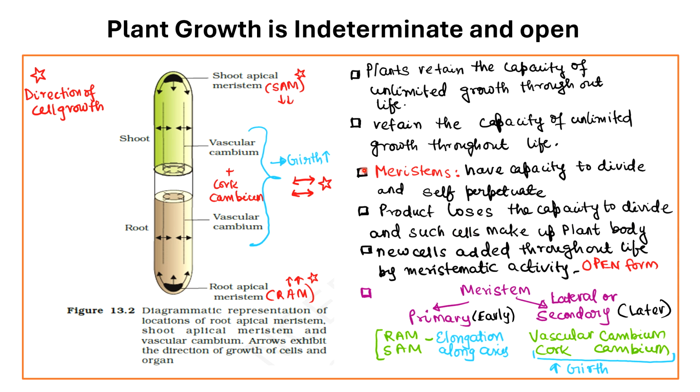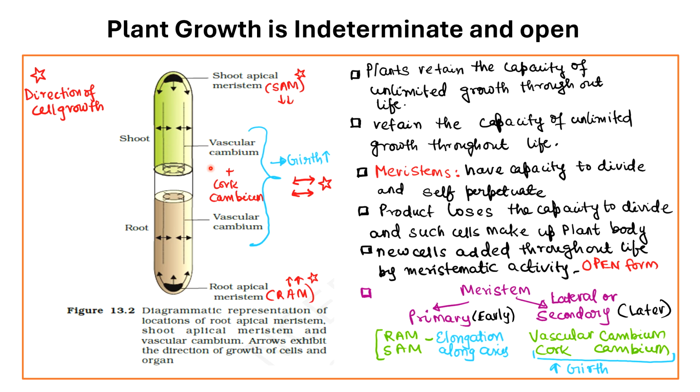So these meristematic cells, which are responsible for the indeterminate and open type of growth in plants, can be of two types: primary or early meristem, and lateral or secondary meristem. The primary meristems are present in the early life cycle of a plant and comprise RAM, which is the root apical meristem, and SAM, which is the shoot apical meristem, right?